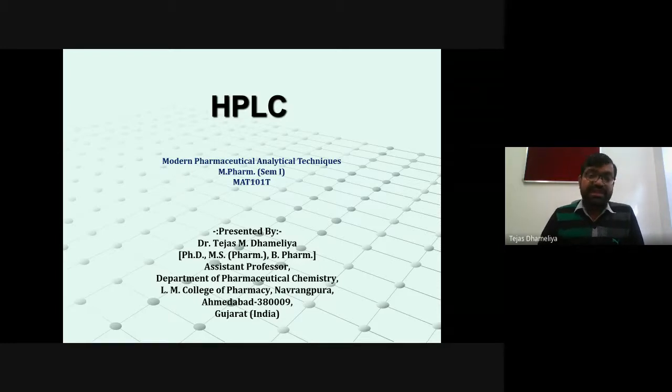Now, HPLC is an abbreviation and the full form is high performance. People sometimes mistake HPLC for high pressure liquid chromatographic technique. As such, HPLC has nothing to do with high pressure. The performance of this chromatographic technique is superior. That's why it is called high performance chromatographic technique.